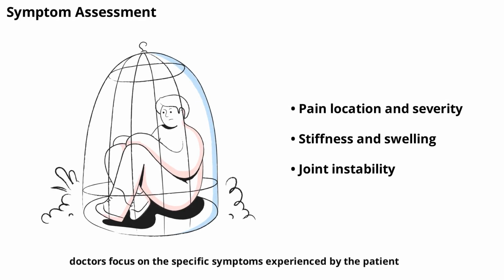Next, doctors focus on the specific symptoms experienced by the patient. They ask about the location of pain, its severity, and whether it worsens with activity or improves with rest. Stiffness, especially in the morning or after periods of inactivity, is a key symptom of osteoarthritis. Swelling, reduced range of motion, and any sensations of joint instability are also discussed. This symptom assessment helps doctors differentiate osteoarthritis from other joint conditions, such as rheumatoid arthritis or gout.